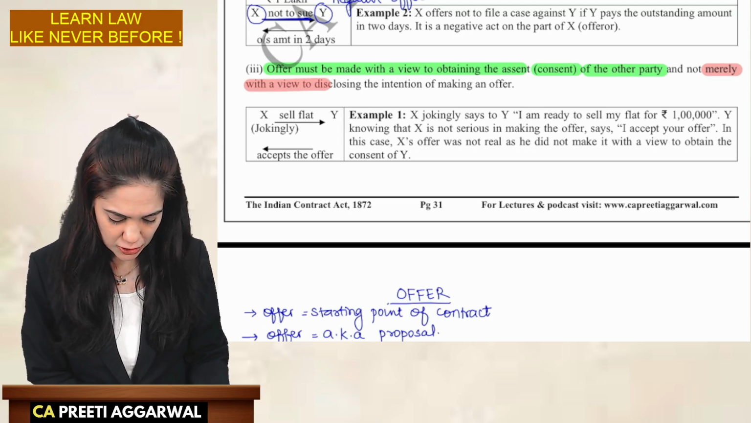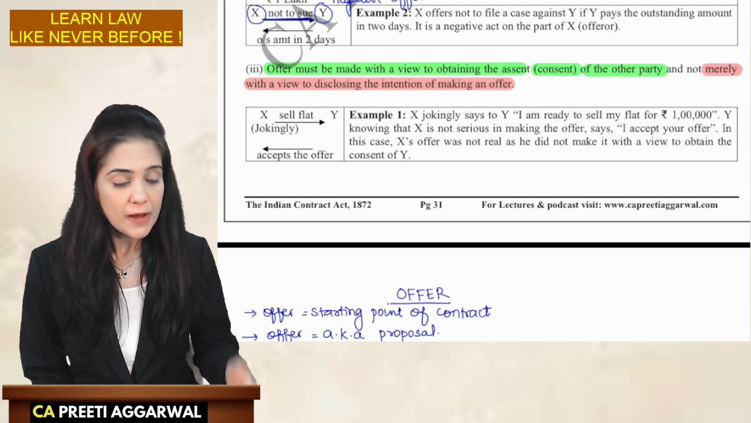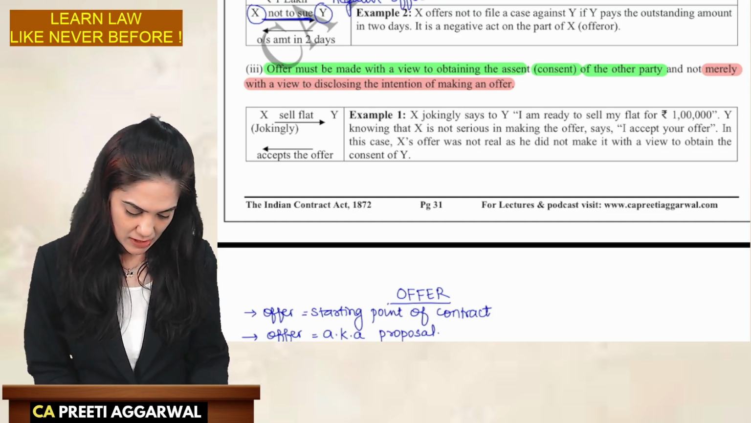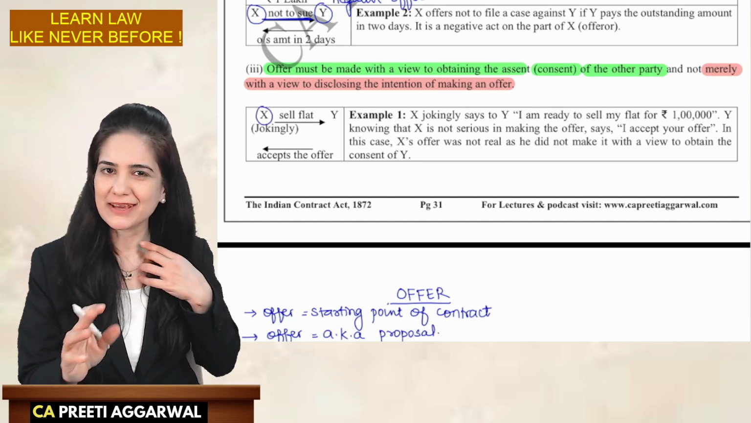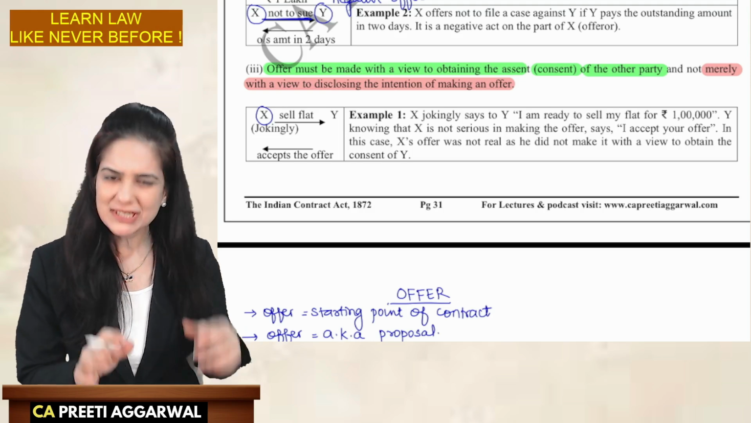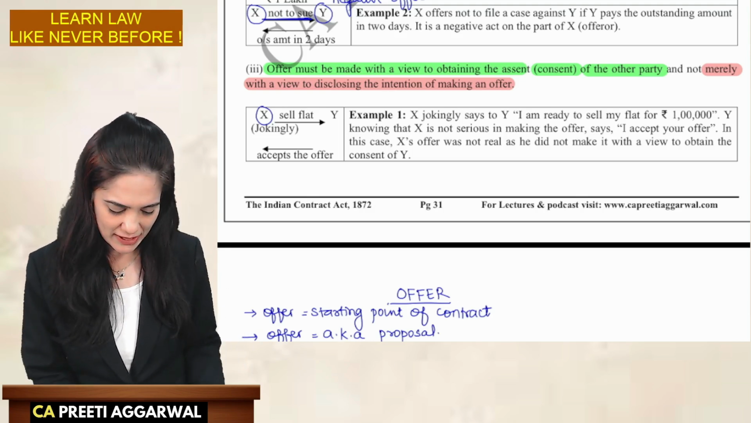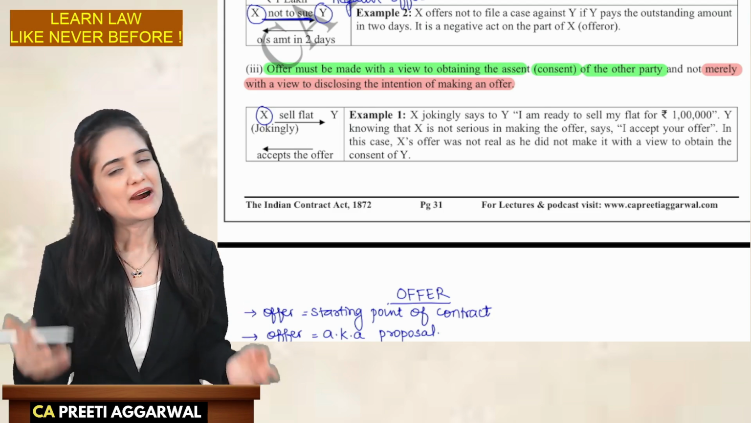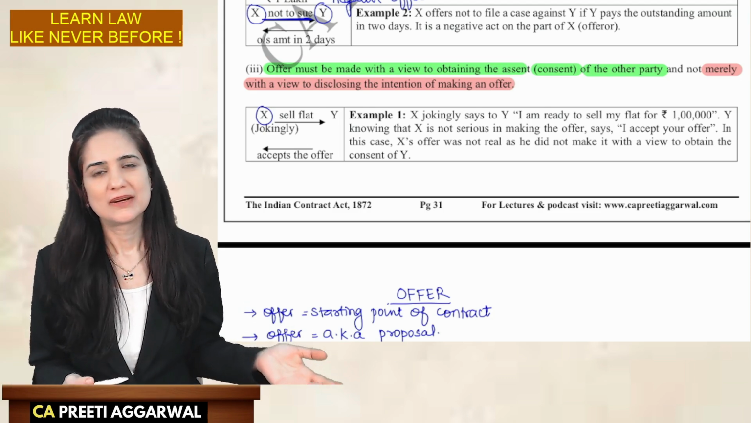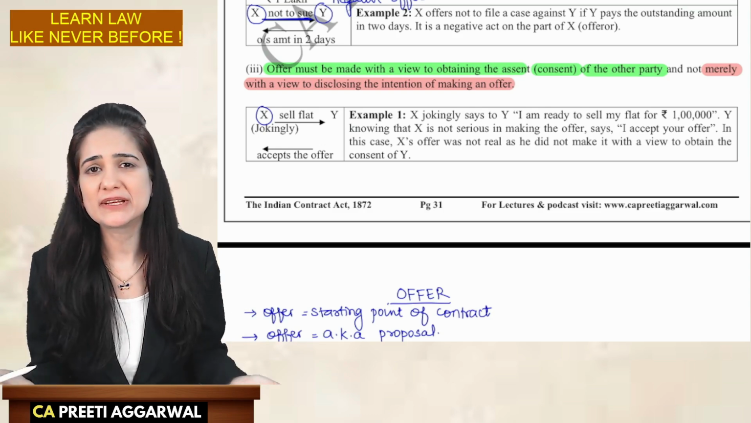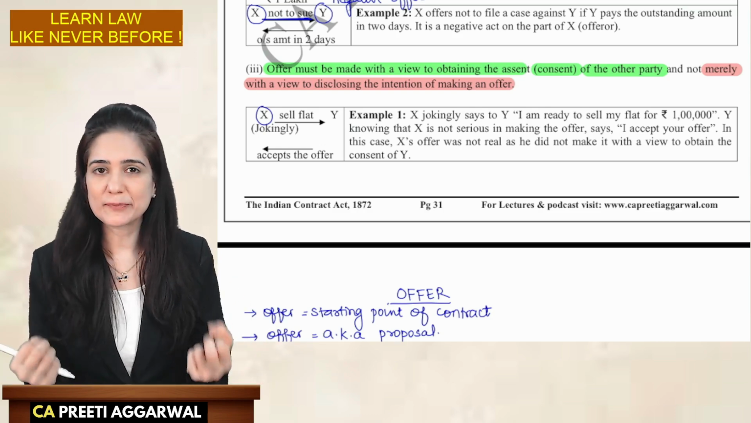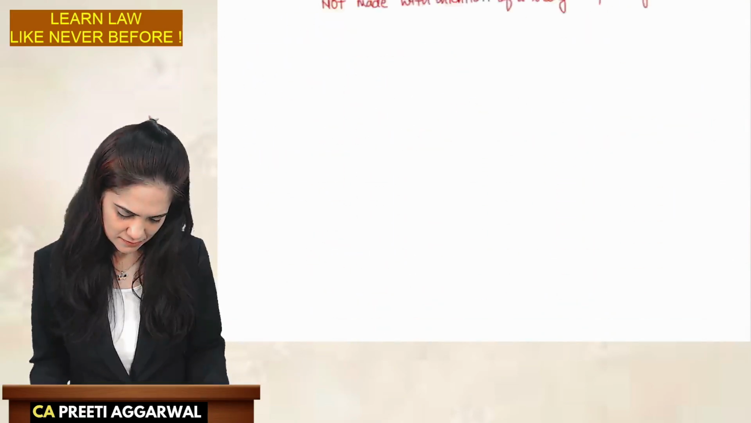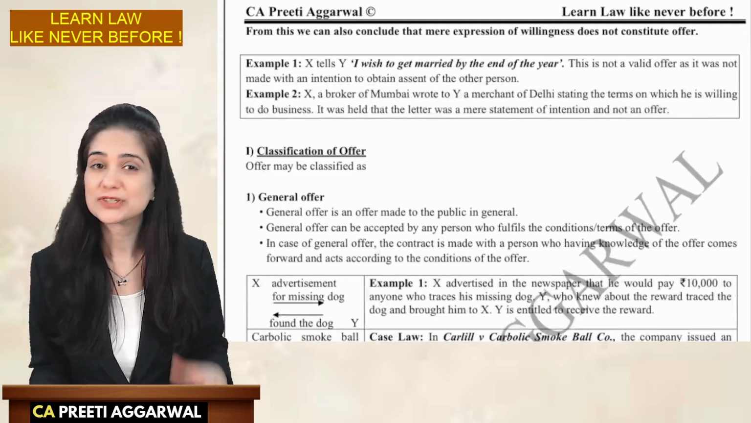Mere expression of willingness, mere expression of showing intent, that's not an offer. Now, X jokingly, with no intention, very casually told Y, you're such a good neighbor, I will sell my flat to you for 1 lakh rupees. Y also knows he's joking. It's not a valid offer because it is not made with the intention of getting the acceptance or consent of the other person. Everything depends on intention, right?